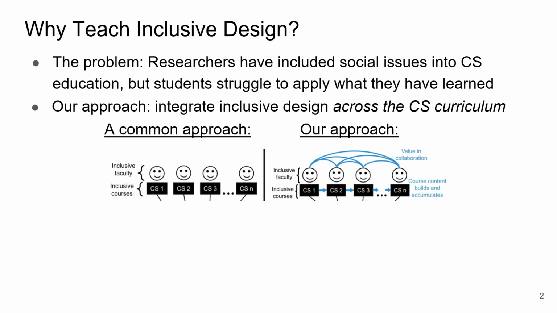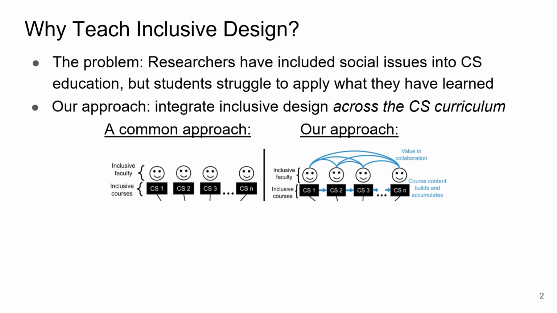At the next level, these inclusive faculty create inclusive courses with CS-related social issues, shown by these black boxes. In the common approach, these courses are not connected. However, in our approach, inclusive content isn't isolated, but instead builds and accumulates through the full degree program, indicated by the blue arrows from one box to the next.